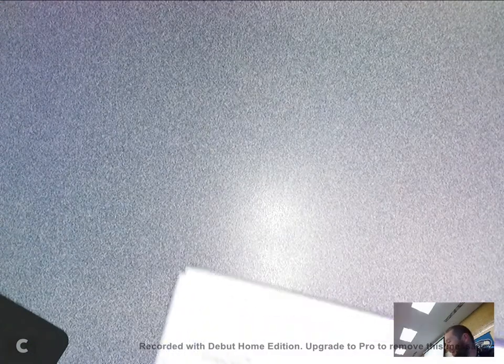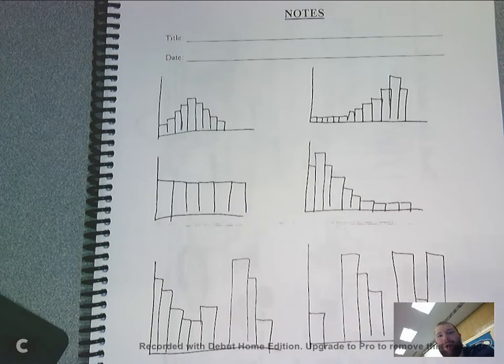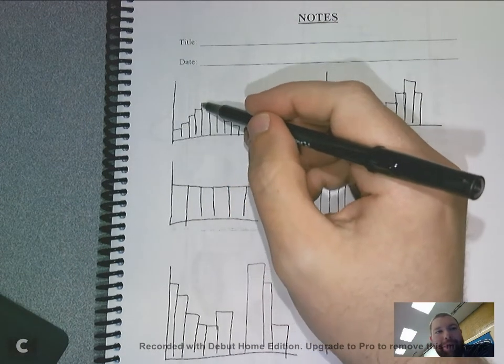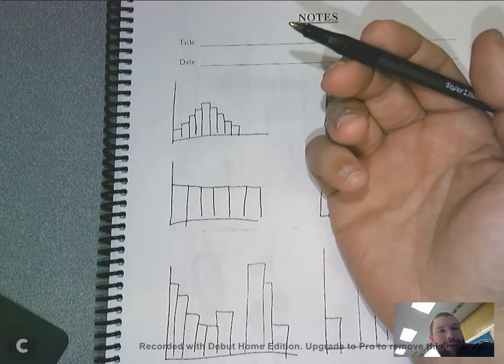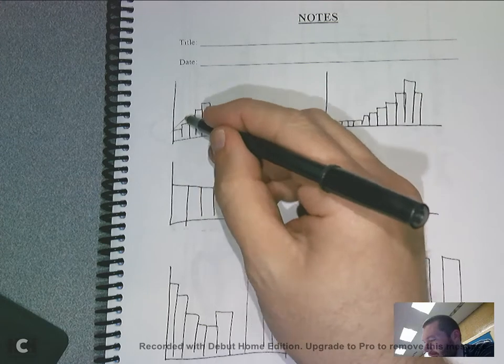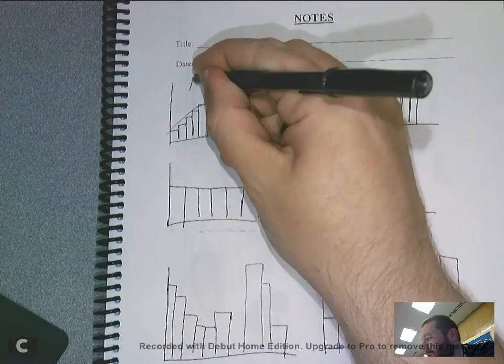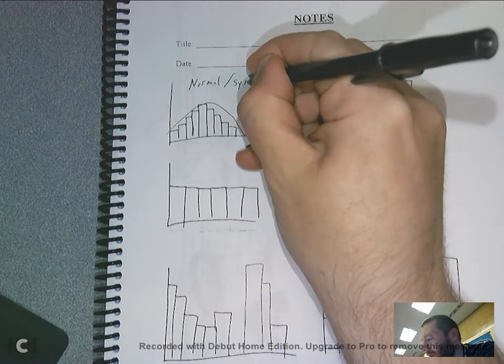So again: normal, symmetrical, skewed right, skewed left, uniform, none. Let's look at some examples and see if we can identify what they are here. Looking at this one, and again I drew them in because I'm awesome like that, it goes up, peaks, and goes down at about the exact same level, right? This is what we would call a bell curve, normal or symmetrical distribution.